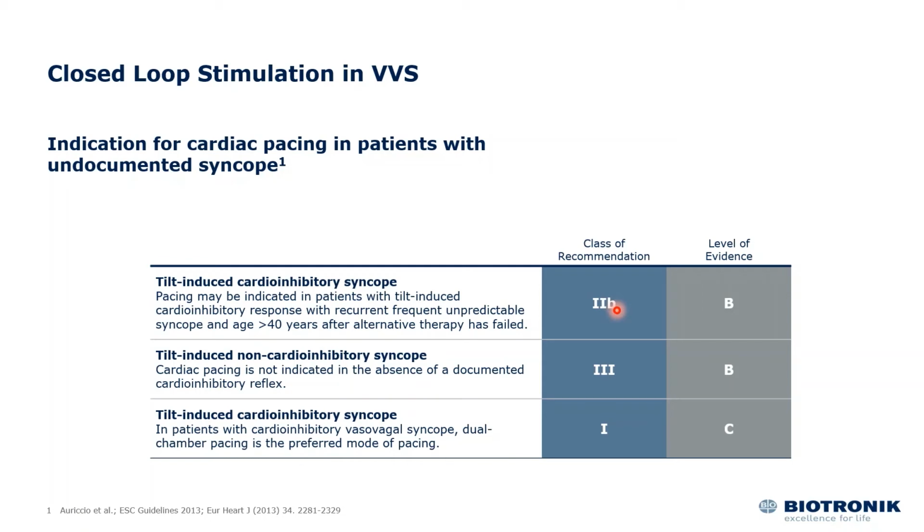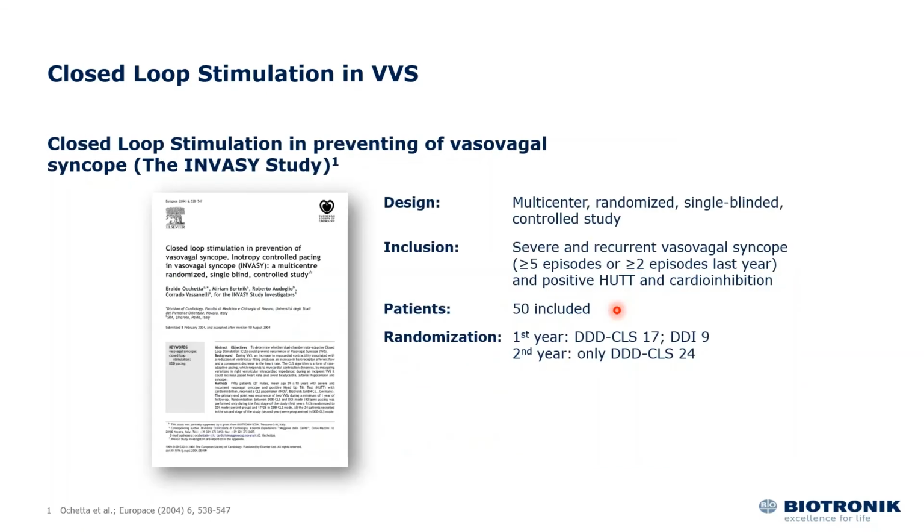So if you have a tilt table test done on this cohort of patients and you find that they do have a cardioinhibitory component, and they are refractory and very disabled because of the vasovagal syncope, then you may want to consider putting in a pacemaker, but not just any pacemaker. It's actually a CLS capable pacemaker, and this is why it's going to be useful as well.